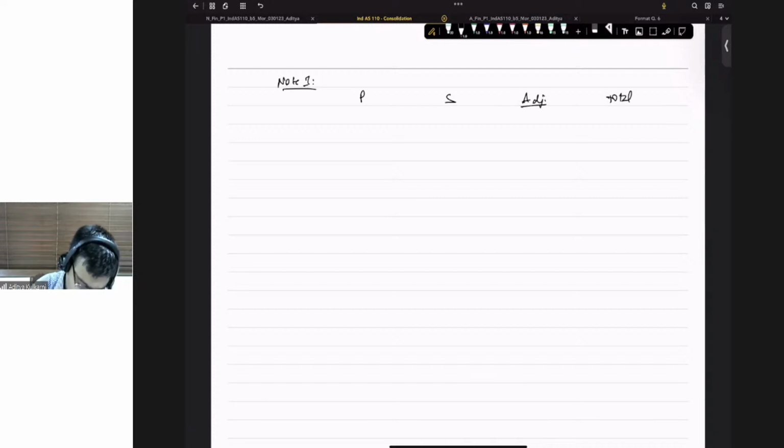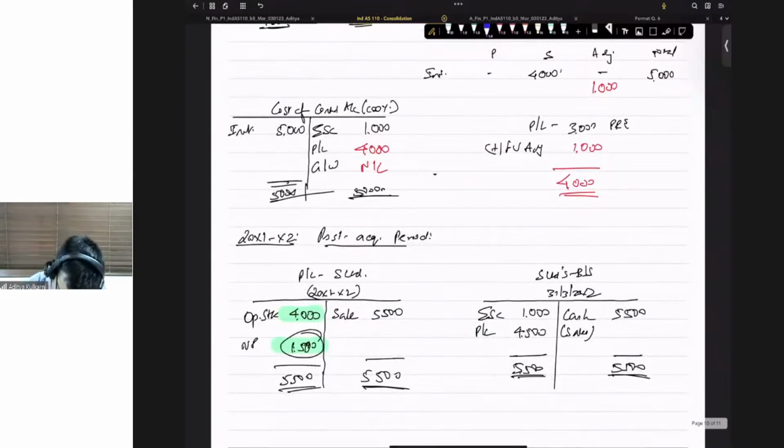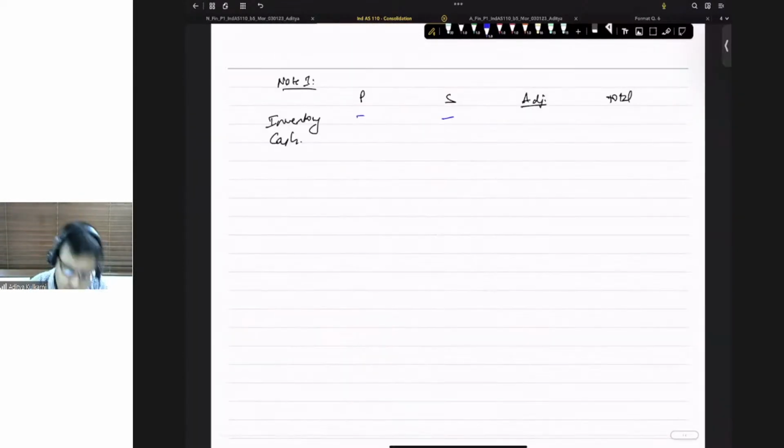adjustment total. Here, inventory was there and now cash is there. Now just pay attention. It is going to look something like this. On 31st March, P did not have any inventory. S had inventory of 4,000, but that inventory is no longer there because that inventory got sold.